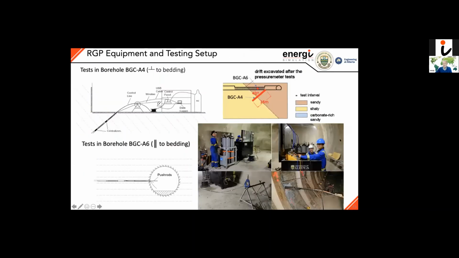I think this is Lang smiling. He was clearly a very happy man doing the testing.